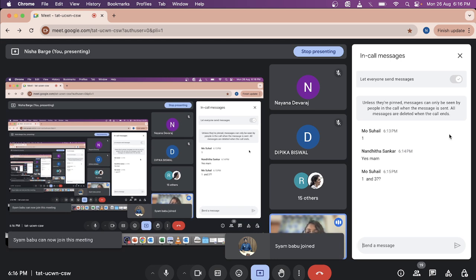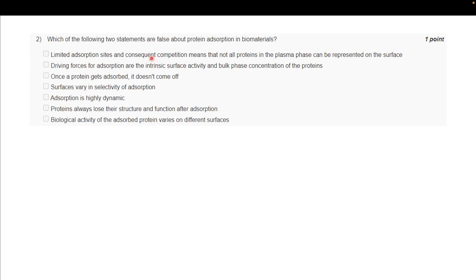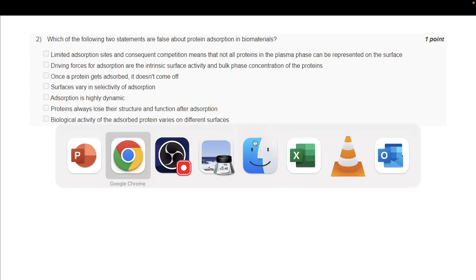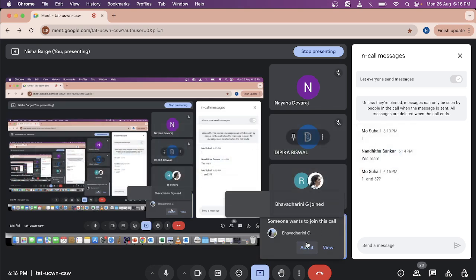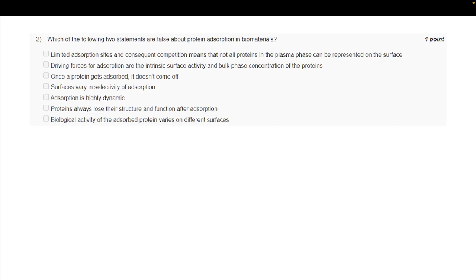Okay, Suhail is saying 1 and 3. So 1 is limited adsorption sites and consequent competition means that not all proteins in the plasma phase can be represented on the surface, and this is the third. Okay, so we have two answers here, 1 and 3. Anybody still want to volunteer? We have to choose two false statements about protein adsorption.